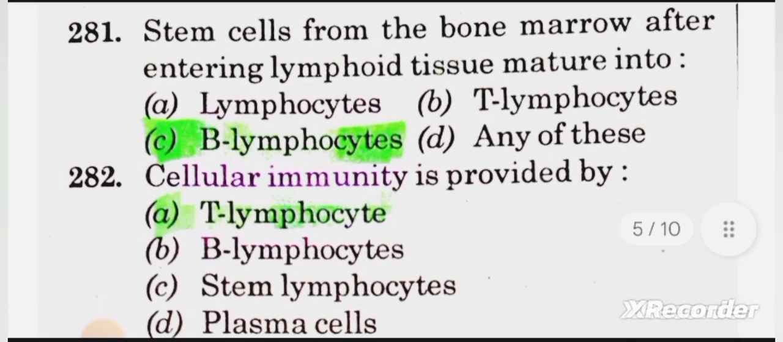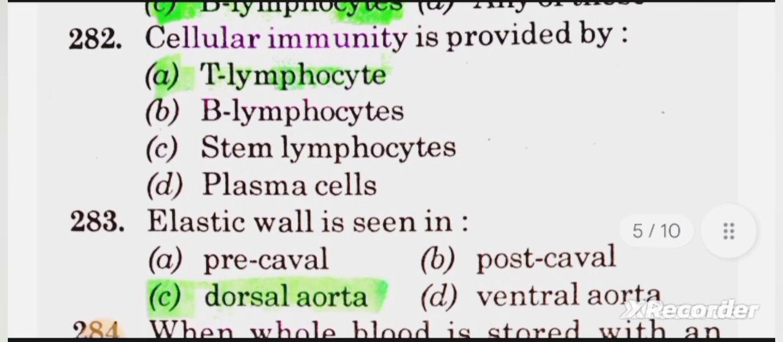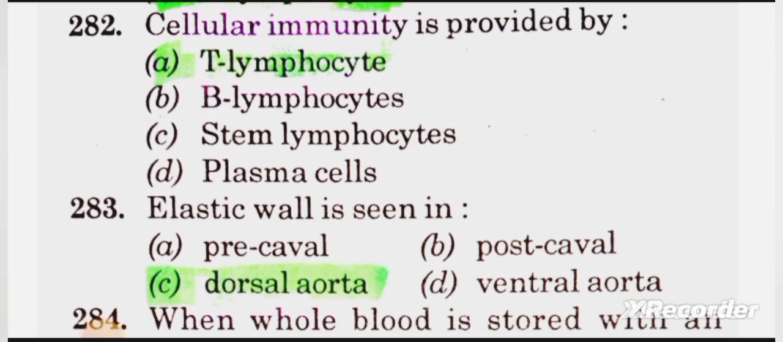Next, 281. Stem cells from the bone marrow after entering lymphoid tissue mature into answer C, B lymphocytes. Next, 282. Cellular immunity is provided by answer A, T lymphocytes. Next, 283. Elastic wall is seen in answer C, dorsal aorta.